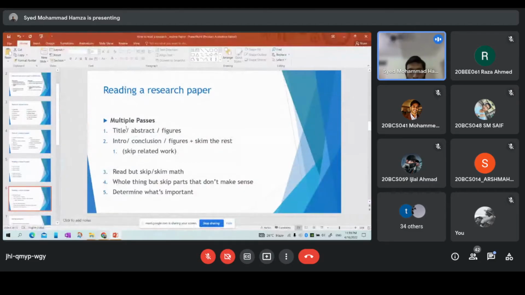Now let's go to the second pass. So this is our first pass of reading a research paper. We read the title, abstract, and figures, and skip the other parts. Now what we do is we are going to read the introduction, then the conclusion, and the figures again, and skim the rest. So this time we understand the context from where it has started, and we understand what the paper concludes, and that's it. And we skip the related work and the body, the most important part, we skip that.